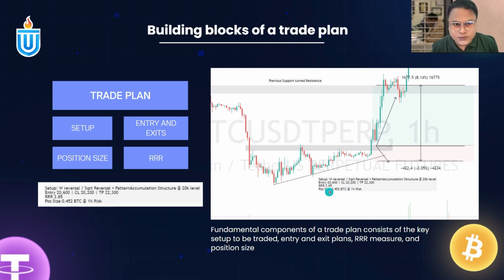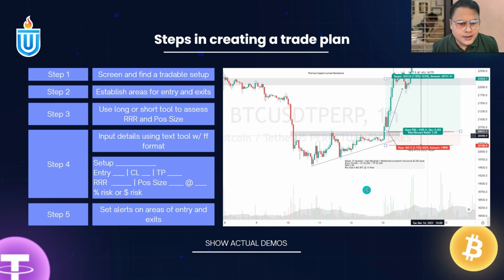Nakasulat siya in a text format using a text tool na nakalagay yung certain setup, nakalagay yung entry and exit specifics, which is your cut loss and your target price, your reward to risk ratio, and lastly, your position size, specifically at a certain risk level, no, or your specified risk.